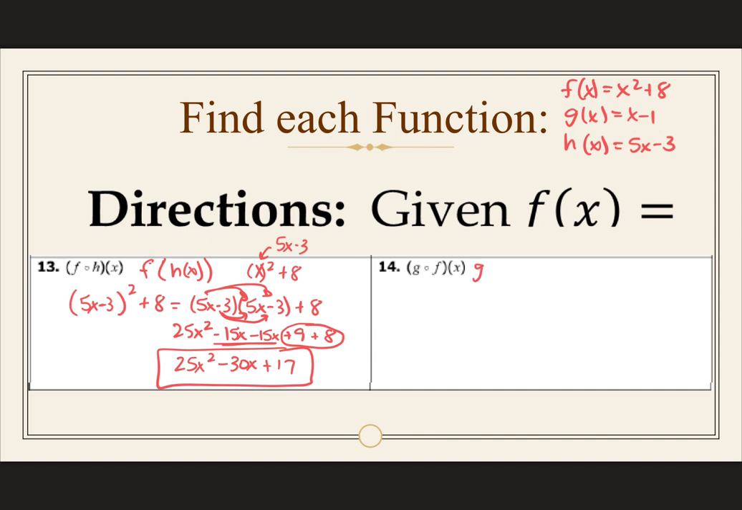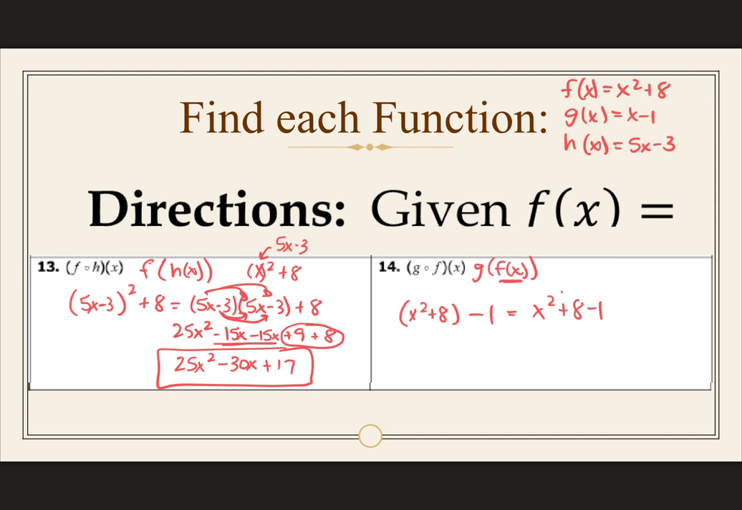Okay, here I'm going to start. I've got g of f of x. So I'm going to start by writing my g. So g is just x minus 1. So I'm going to do parentheses minus 1. And inside those parentheses, I'm going to find my f of x, and I'm going to put x squared plus 8. Okay, so I can just rewrite this one as x squared plus 8 minus 1, because I'm not doing anything to the x squared plus 8.